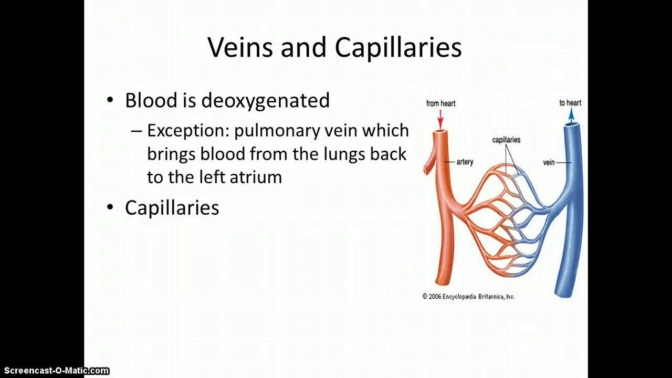Another unique characteristic of veins is that they have valves. These are flaps of tissue that keep the blood from moving backwards. You'll see a picture of these in the next slide. There are also valves in the heart that keep blood from flowing backwards as well.